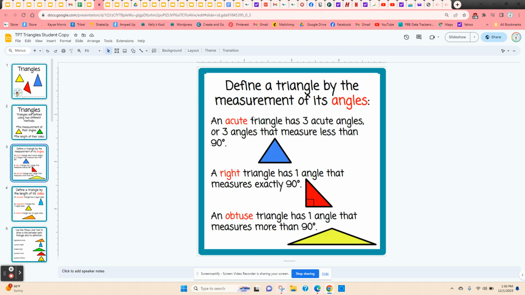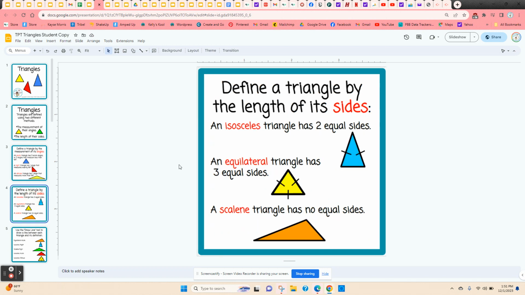So if you're classifying a triangle by the measurement of its angles, you can have an acute triangle with all three angles less than 90 degrees, a right triangle with one angle of 90 degrees, and an obtuse triangle with one angle greater than 90 degrees. So you just go through these with the students. This could be a review.